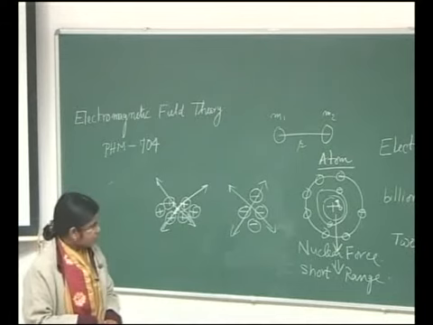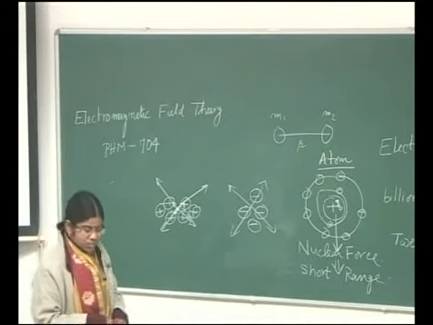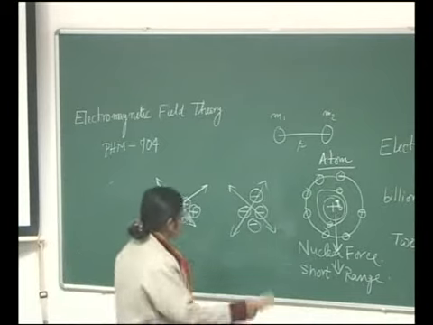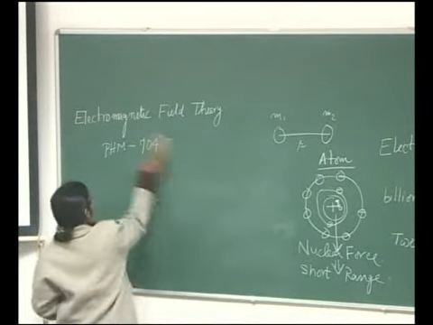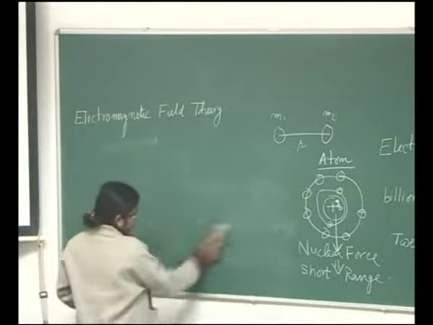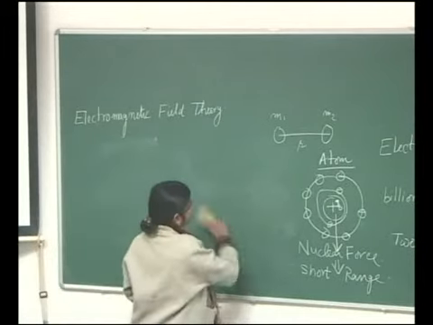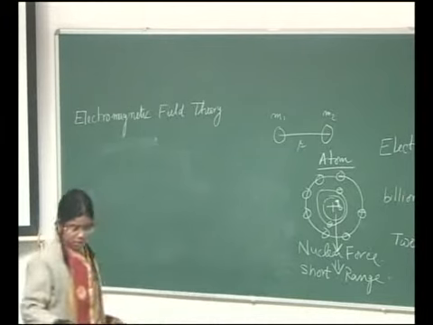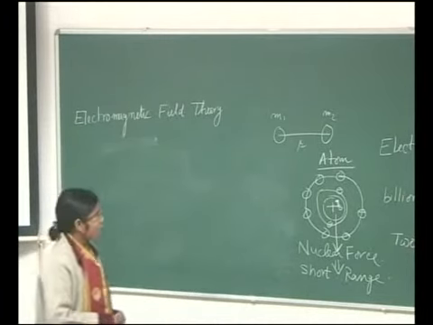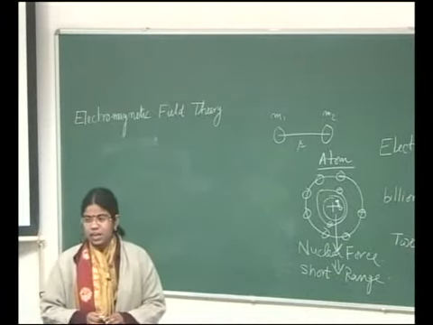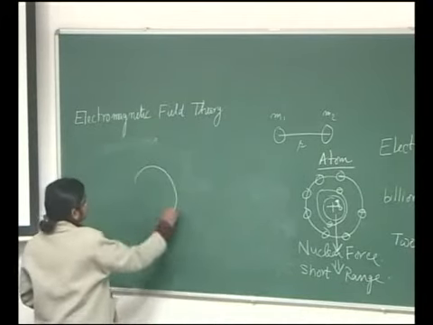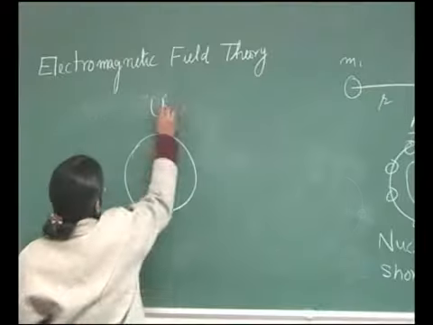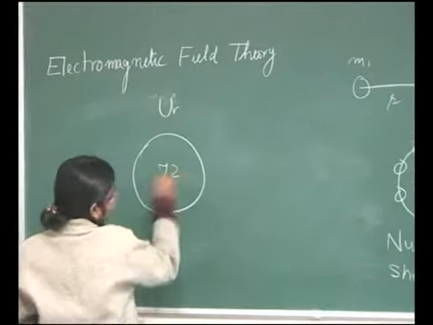Now let us take an example. Is it always true? Let us take an example of uranium. It is a well-known member of the periodic table. Uranium has got a big nucleus. It has got around 72 protons in the nucleus. So I have uranium, it has got 72 protons.